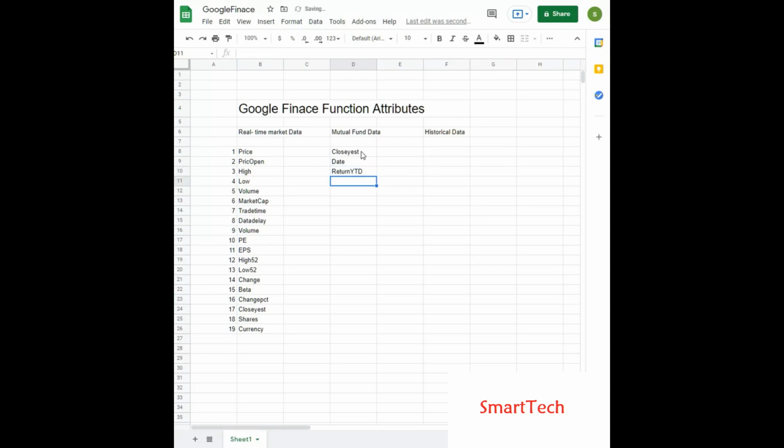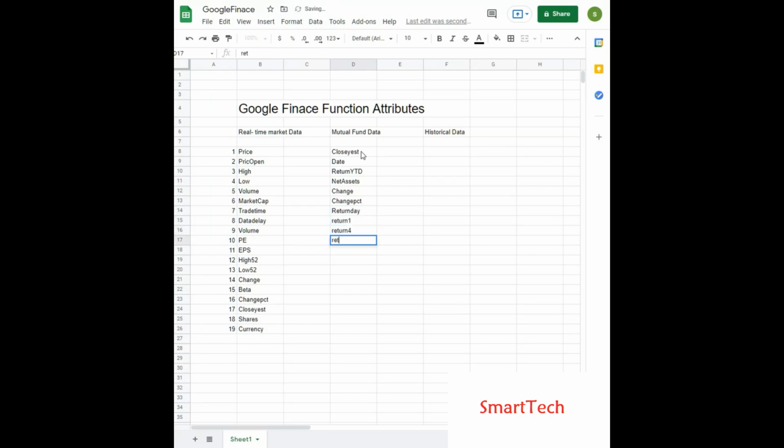And the fourth one is net asset, that means the day end net asset of the mutual fund. And the fifth one is change, the change in the NAV value between the most recent reported and a prior. And the next one is change PCT, the percentage change in NAV. And the next one is return day, the one day total return. The next one is return 1, the 1 week total return. And the next one is return 4, the 4 week total return.